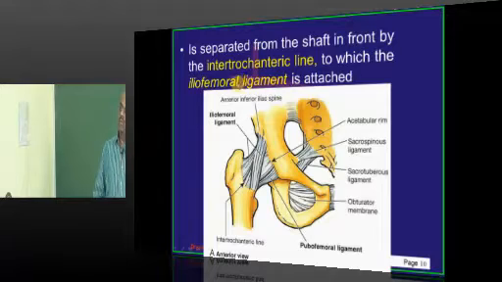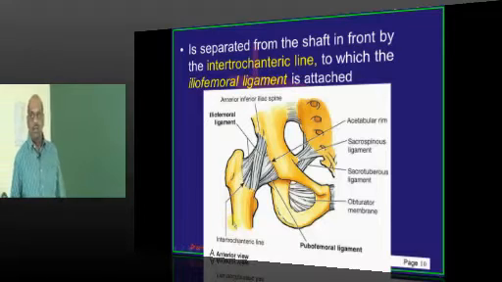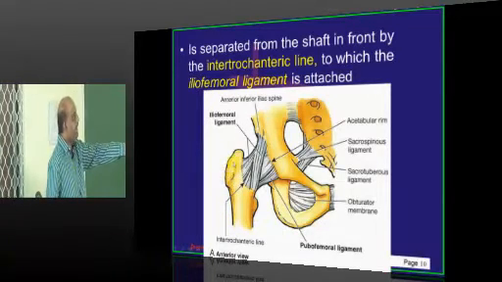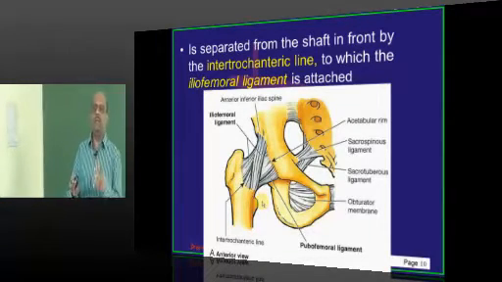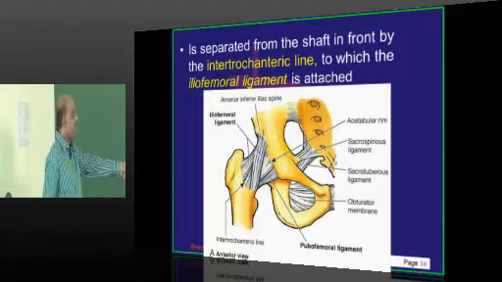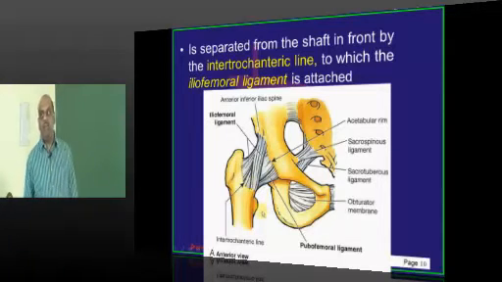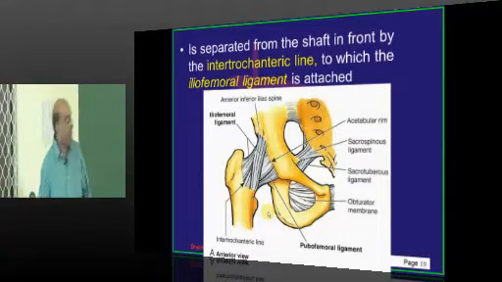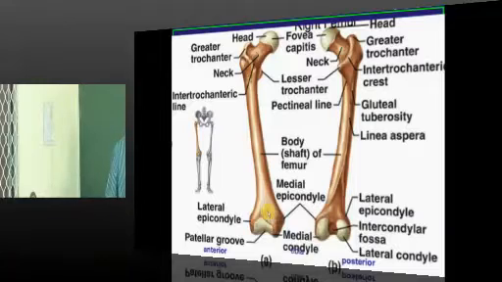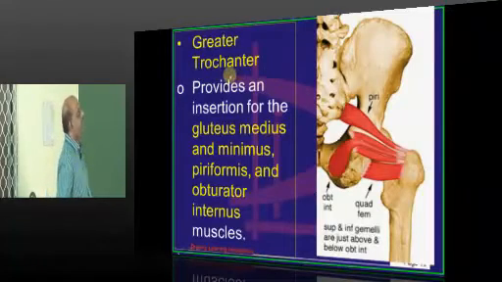Now, typically the head is separated from the shaft in the anterior aspect by a line called the intertrochanteric line. What is the importance of it? One of the very strong ligaments in our body, the iliofemoral ligament, basically takes origin from the intertrochanteric line. That's the reason we need to remember that in the anterior aspect of the femur, the intertrochanteric line is what we need to fundamentally remember. So we have a head, a greater trochanter, a lesser trochanter, and between them an intertrochanteric line. Till there we reached the story.